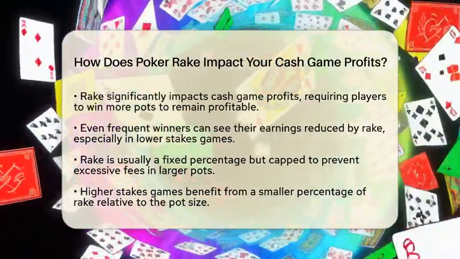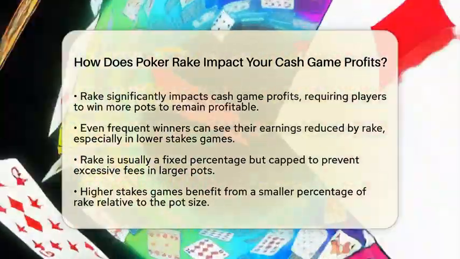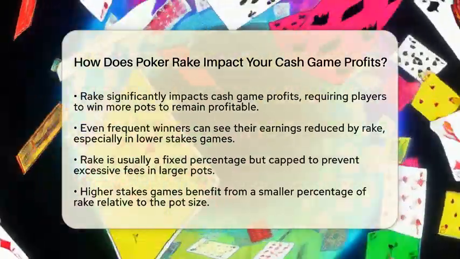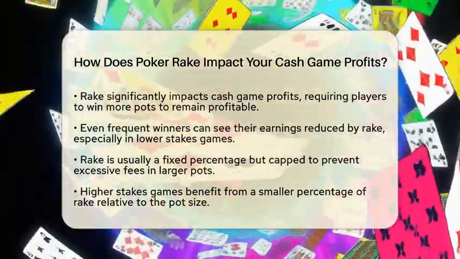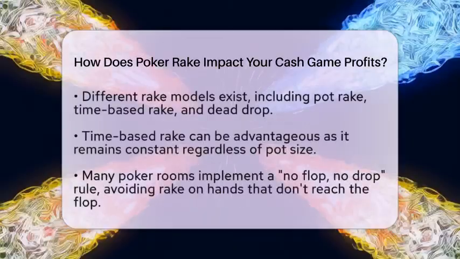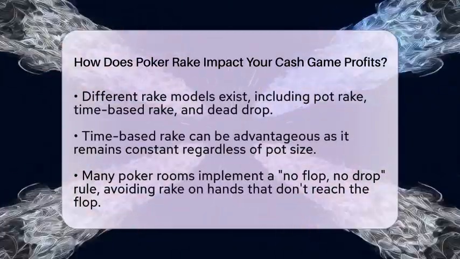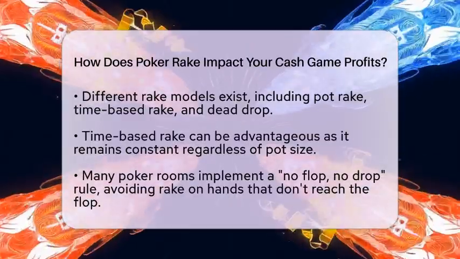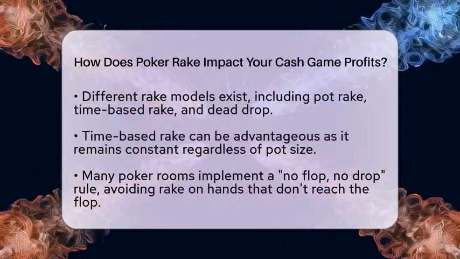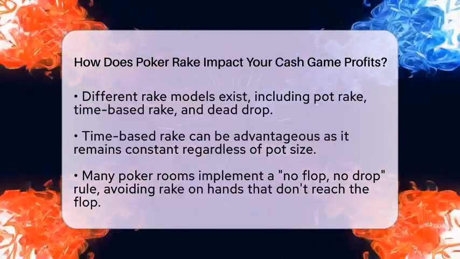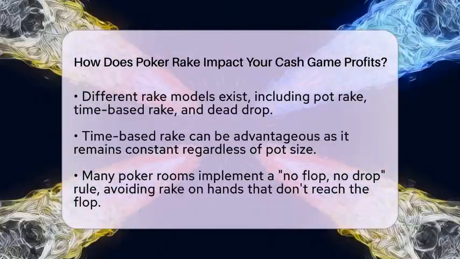There are different rake models to be aware of. Some games use a pot rake, which is a percentage taken from each pot. Others might use a time-based rake, which is a fixed fee collected at regular intervals. A dead drop is another model where a fixed fee is taken from a rotating player. Time-based rake can be more beneficial for players since it does not increase with pot size, allowing for more freedom in play without additional costs.